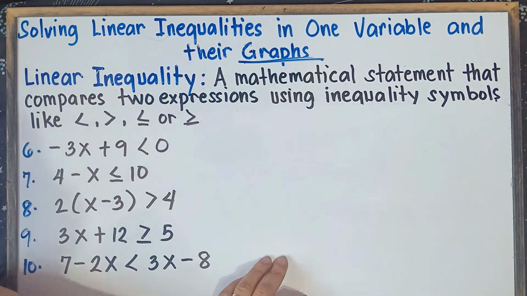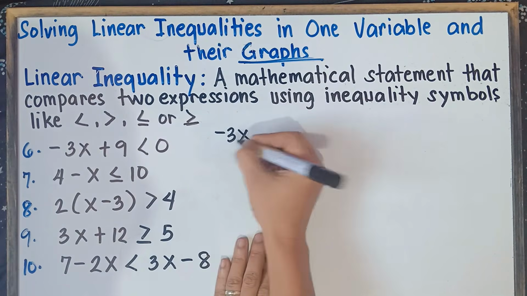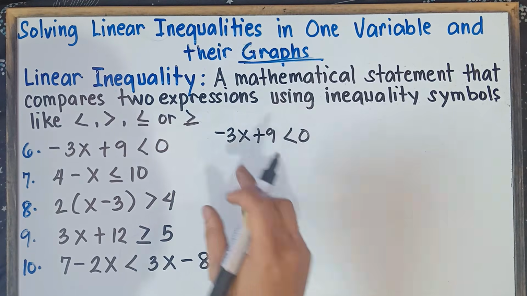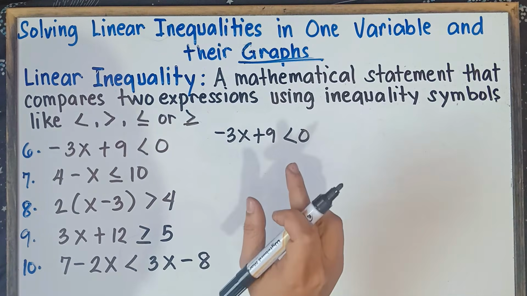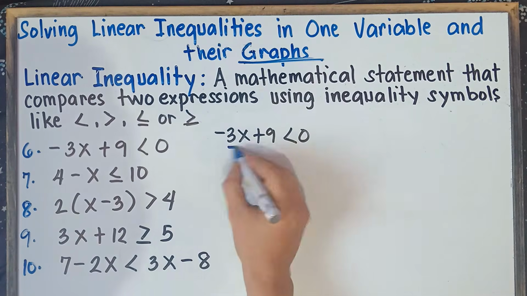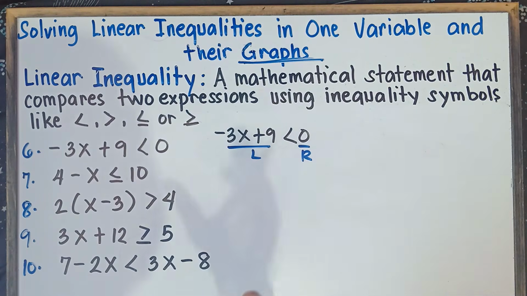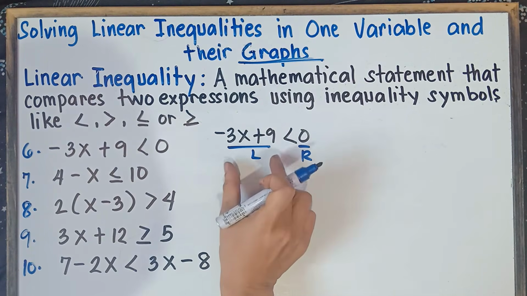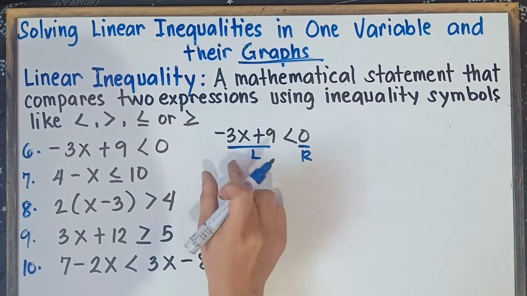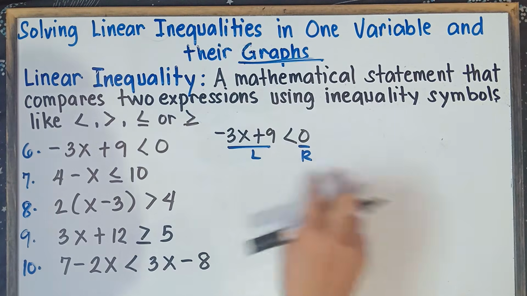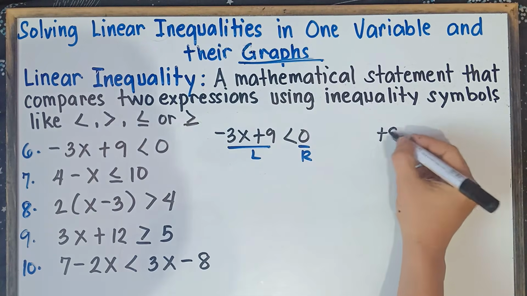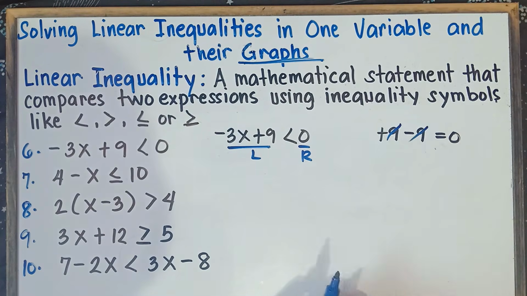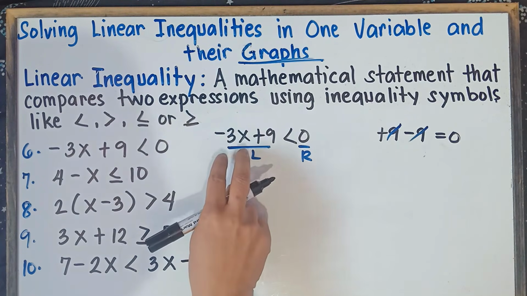Number 6, our given is negative 3x plus 9 is less than 0. We need to get the value of x that will satisfy the inequality. This is the left side and this is the right side. What do we need to do on the left side so that the remaining expression will be only negative 3x? That's correct. We need to subtract both sides by 9, because positive 9 minus 9 is equal to 0. You can simply cancel this out and the remaining expression will be only negative 3x.